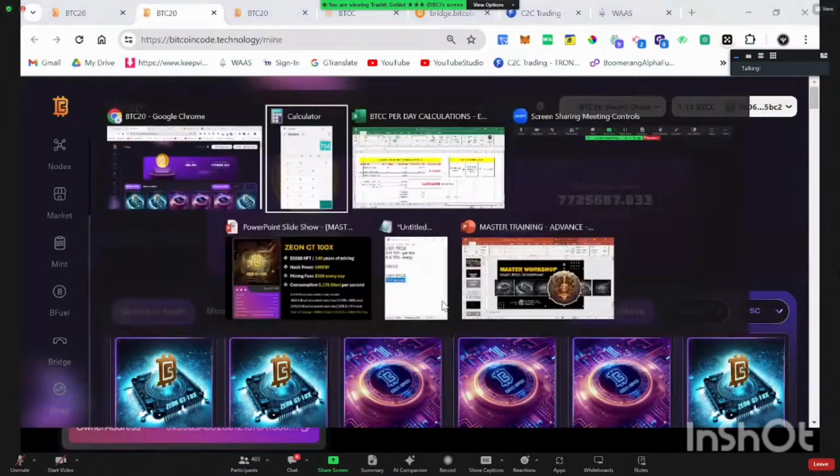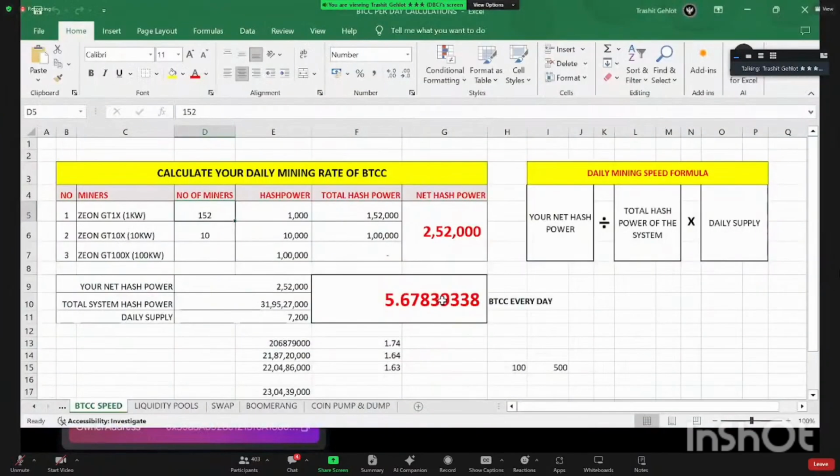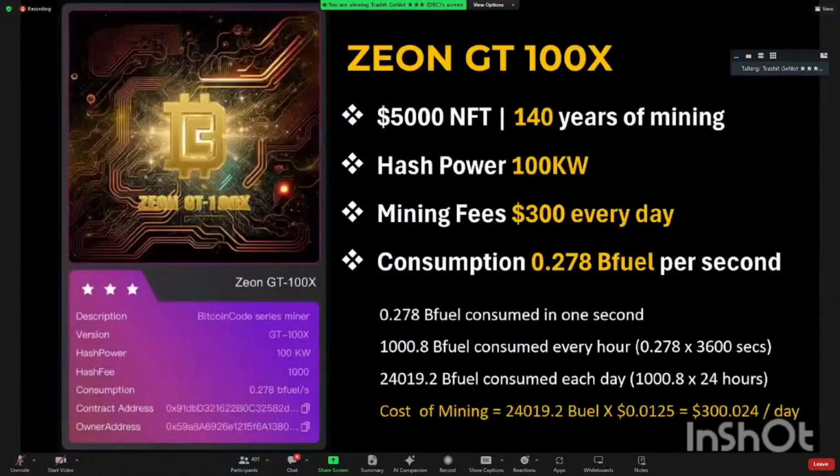All right. So I hope you got an idea how to determine the cost of mining and how these NFTs are being charged, or how you are being charged from these NFTs. I hope you are clear with this calculation. If not, you can review the entire presentation. It is available on YouTube.